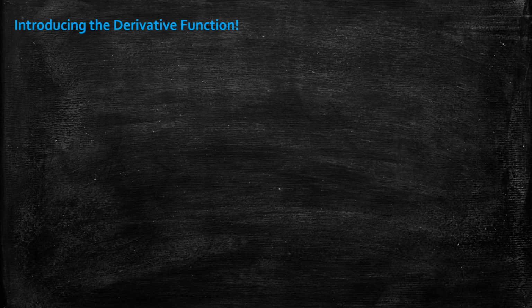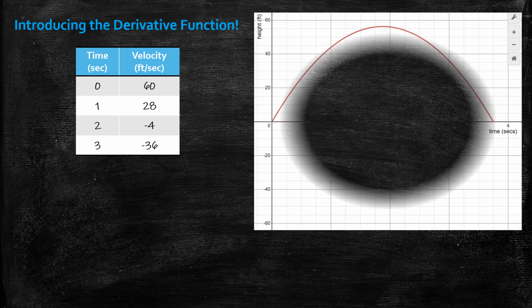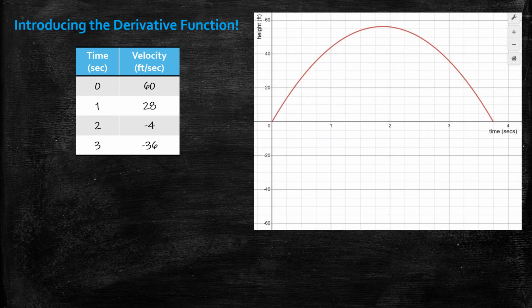So now I have the pleasure of introducing you to the derivative function. And in order to do this, I'm going to call up the velocity time information from before and the graph. I've changed the scale on the graph to allow me to plot the velocity values. So if we recall, at time 0, we found that the velocity was 60. At time equals 1, we found that the velocity was 28. So I'm going to just plot that here. 28 looks like it's about this.